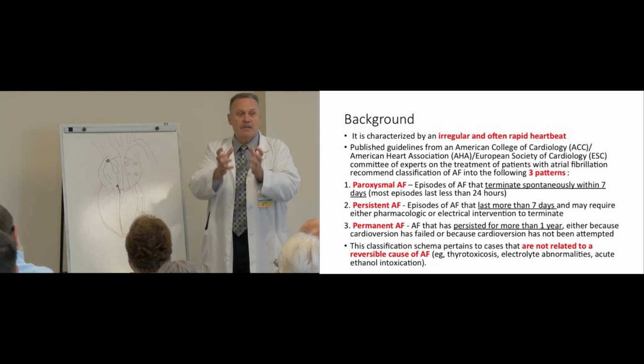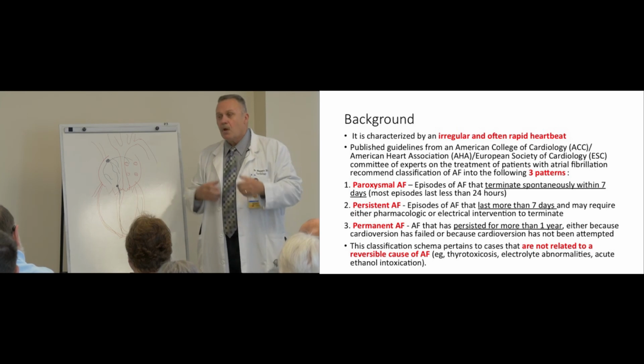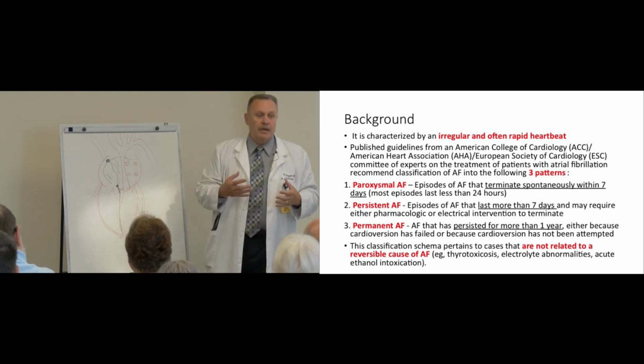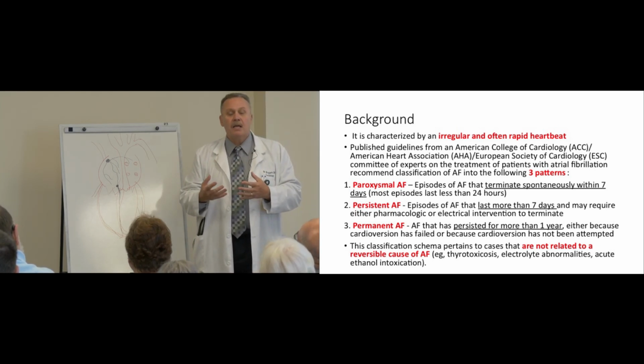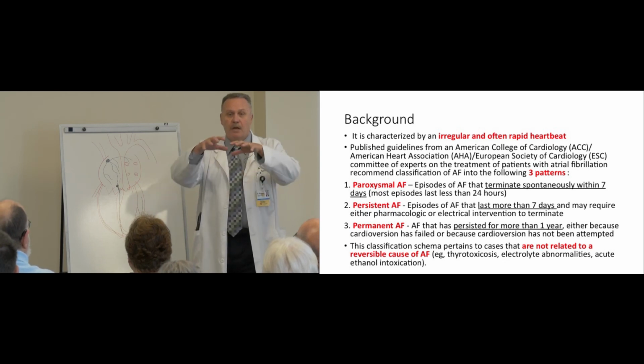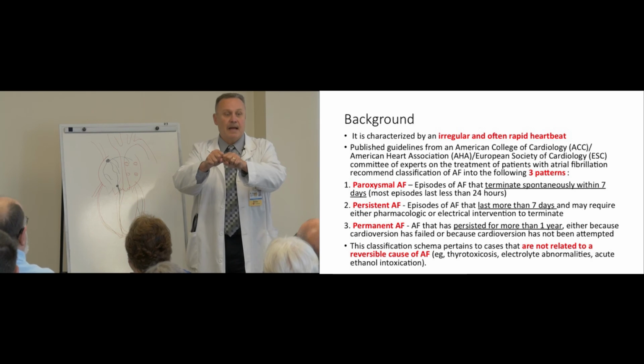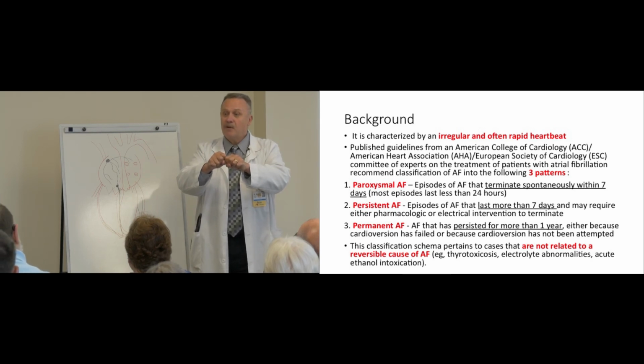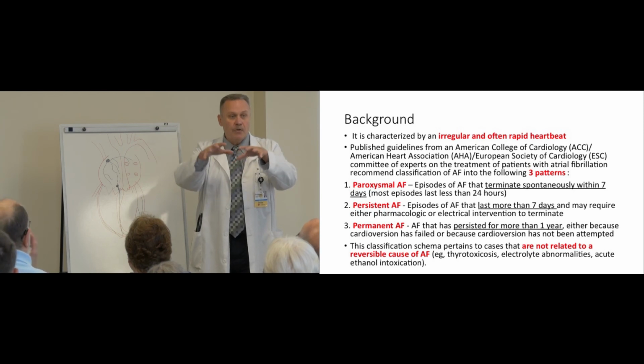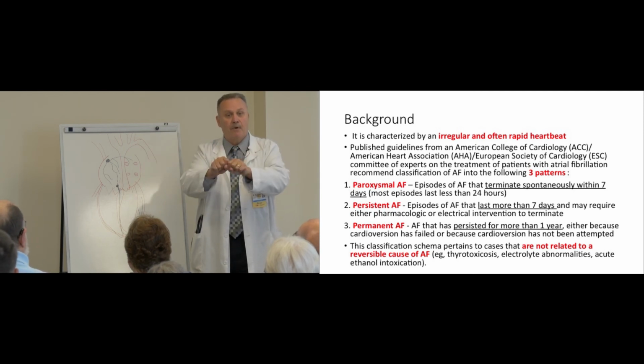So the top chambers squeeze, the bottom chambers squeeze. What happens with atrial fibrillation is you get a chaotic contraction of the upper chambers. Rather than squeezing at 60 times per minute, they go at about 600 times a minute. So they're just quivering up there. They're not squeezing, they're not pumping the blood forward.